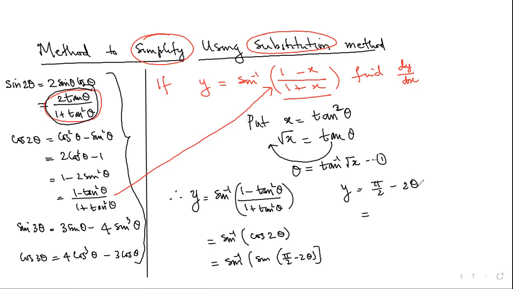Now I cannot differentiate with theta. I have to differentiate with respect to x. So make it into x. In place of theta, tan inverse root x. Now differentiate. dy by dx is equal to pi by 2's derivative 0 minus 2 into d by dx of tan inverse root x.